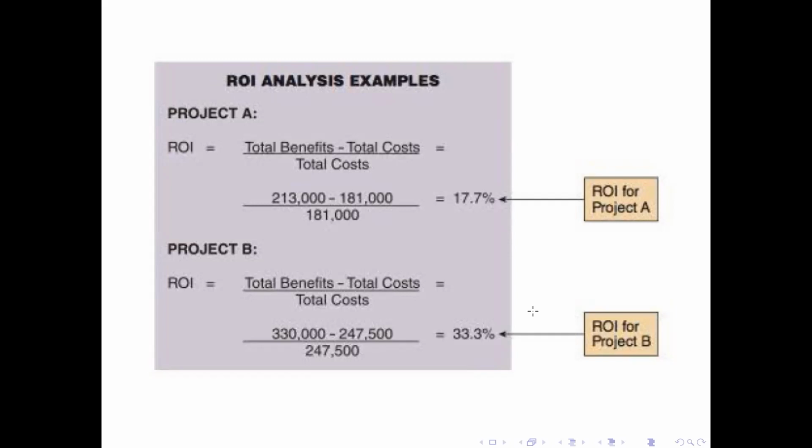Now here it's slightly different. You are looking at the total costs. You look at total cost and benefit and you see that return on investment is 17.7 for project A.